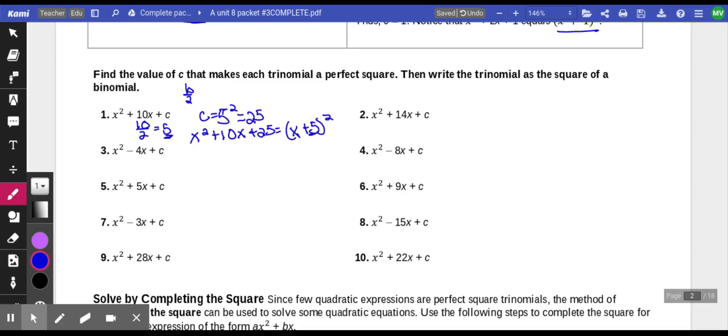Number 2. Actually, I'm going to do number 3. I'm going to take b, which is negative 4. So it's negative 4 divided by 2, which is negative 2. Then c is negative 2 squared. So that's 4. Our polynomial is x squared minus 4x plus 4. And factored is x minus 2 squared.